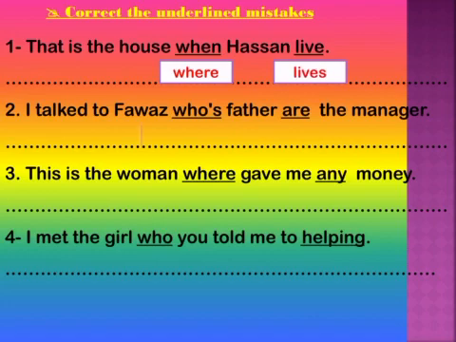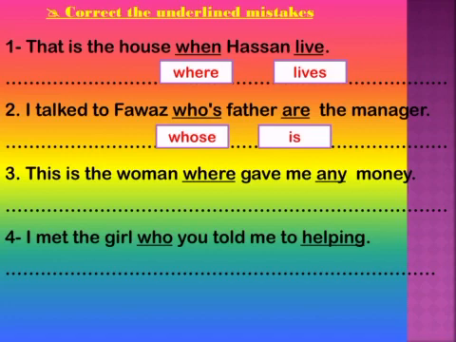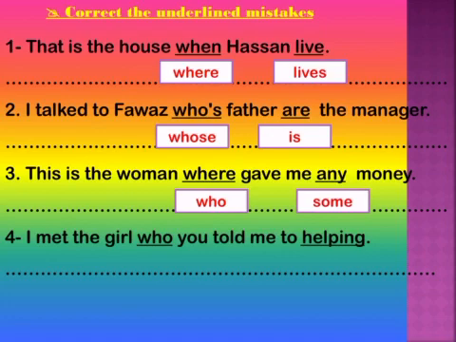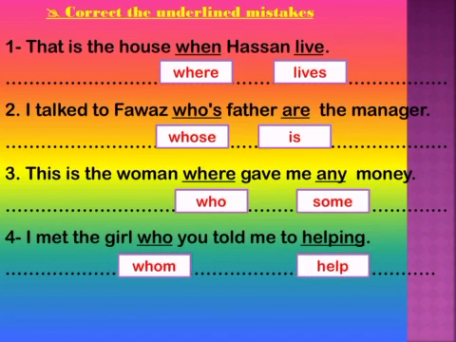So here, who is wrong. The right one is whose, because we said it should be followed by a noun, and then are changes into is. Number 3, this is the woman where gave me any money. So where here changes, of course, into who, because who is followed by a verb and some money. Number 4, I met the girl who you told me to helping. So who should be changed into whom, because whom is followed by subject and a verb, and then to help, because to is followed by an infinitive.